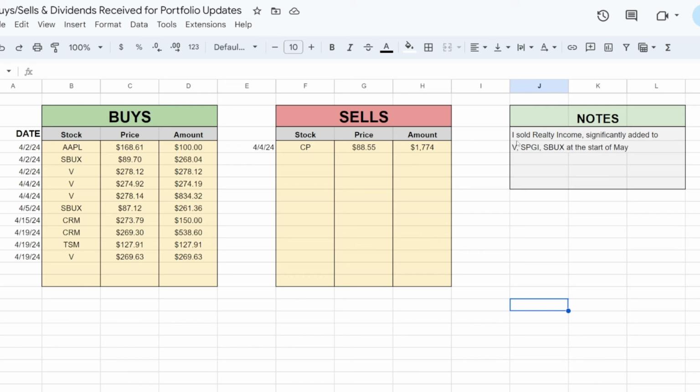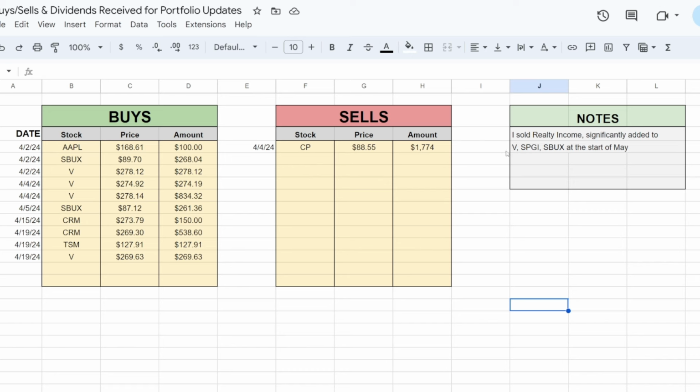And as you can see in the notes here, I have notes because some of the buys and sells that I did that you guys are going to see in my portfolio did actually not take place in April. These took place at the start of May. As you can see here, I sold completely out of my Realty Income position as well. So Canadian Pacific and Realty Income completely gone from my portfolio, as I feel both of those companies were the slowest growing in my portfolio and probably the lowest quality.